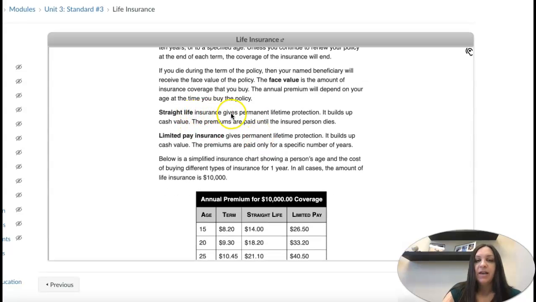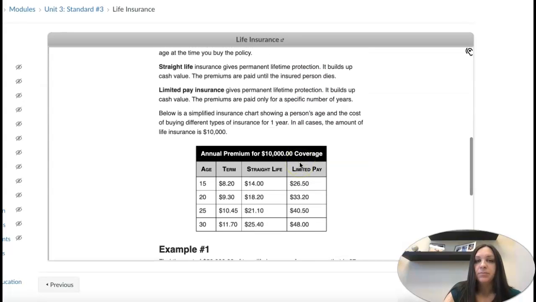So straight life policies give you permanent lifetime protection, and it just builds cash value that will be paid when the person dies. And then limited pay is permanent lifetime protection. It builds up for a specific number of years.